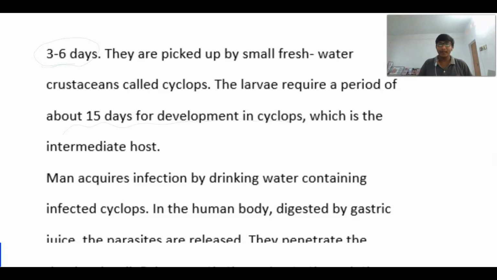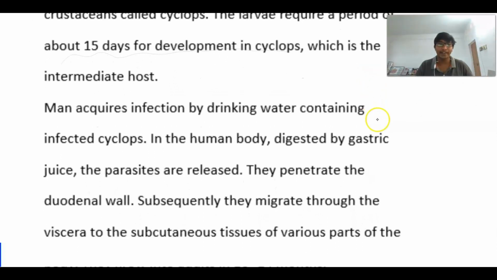As I said earlier, when the larvae are released into the water, these microscopic structures are consumed by the small fresh water animals. These are called cyclops. Whenever the larvae enter the cyclops, they need about 15 days to develop. So the cyclops becomes an intermediate host.